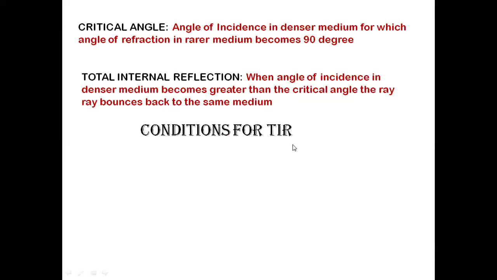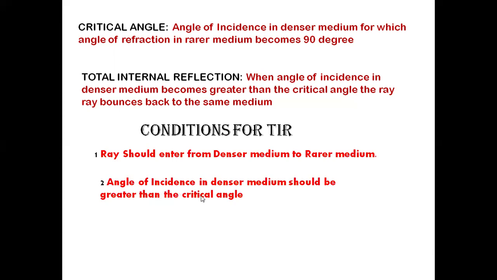Now, conditions for TIR. What does TIR mean? TIR, total internal reflection. Condition 1, the ray should enter from denser to rarer medium. Okay, like in my previous diagram, that was entering from water to air. You can have an example of glass to air also. You can have an example of glass to water. Okay, so you can exhibit total internal reflection in these cases. What is the second condition? The angle of incidence in the denser medium should be greater than the critical angle.